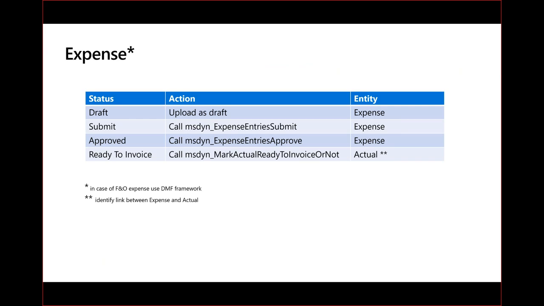Expense, similar scenario. The expense entity, we have expense entry submit, expense entries approve, and mark actual ready to invoice, which is the same on your actual entity. Of course, there is a remark here. You could also use the expense module in Finance and Operations. And of course, you would not upload your expenses then in Dataverse, but you would upload them via Finance and Operations, and then have to bring them through the workflow in Finance and Operations.